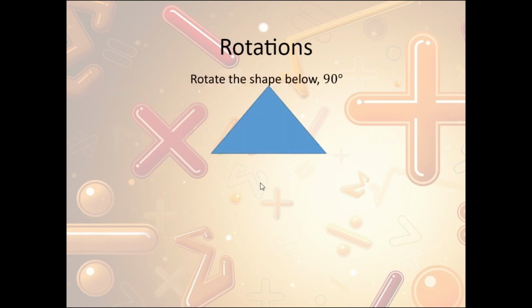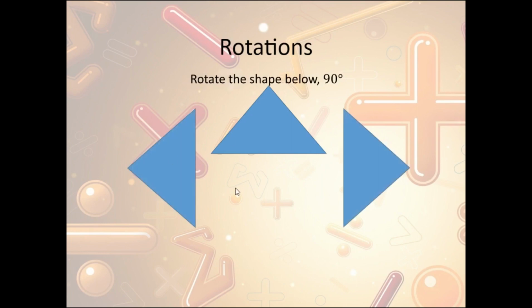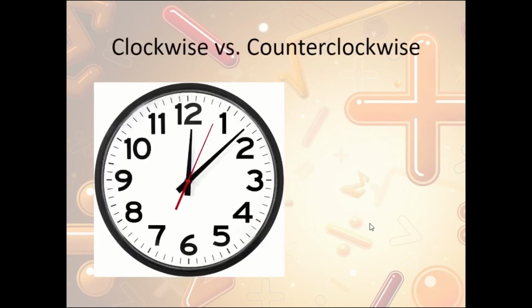So rotating 90 degrees. If I were to take this and rotate it 90 degrees, I'm going to flip it and turn it sideways. So either of these would be a 90-degree rotation. That creates a need for us to have a direction, right? Because if both of these are a rotation of 90 degrees, then which one's the correct one? Well, we need to tell which way we're rotating. And the way we do that is by talking about it in terms of clockwise and counterclockwise.